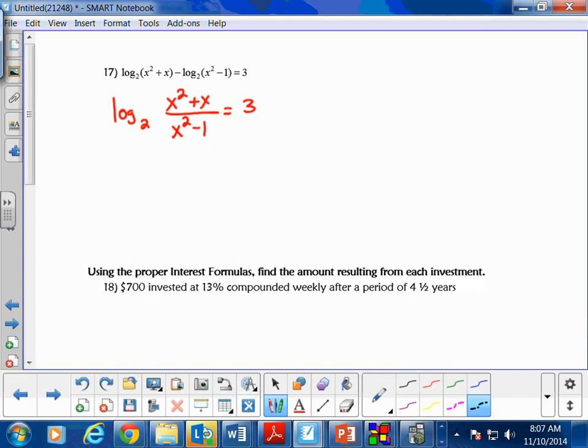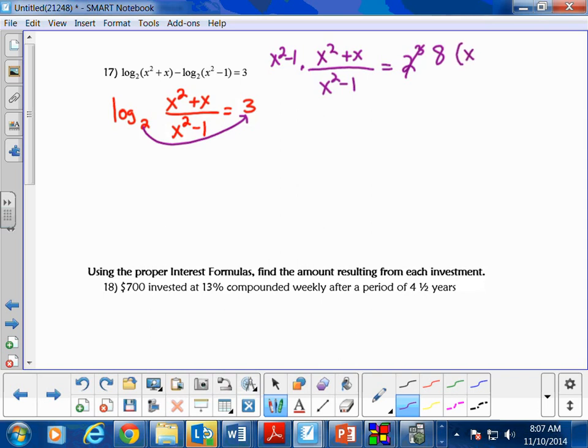Now from here, it's important that you're able to log loop this. So I'm going to go ahead and log loop, and I'll start over here because I want to make sure I have enough space. I'll end up with x squared plus x over x cubed minus 1 equal to 2 cubed. Now this 2 cubed is really 8. From here, I'm going to have to start solving. The first thing I want to do is get this x squared out of the denominator spot. I'm going to multiply this by x squared, and multiply this side by x squared minus 1 as well.